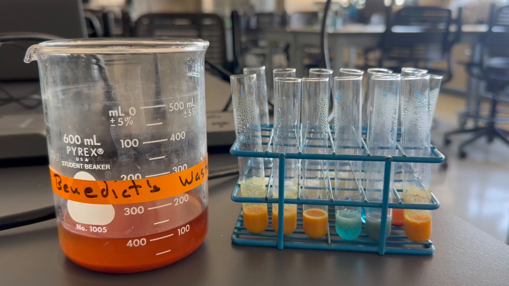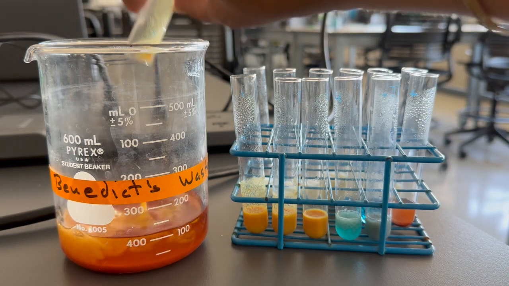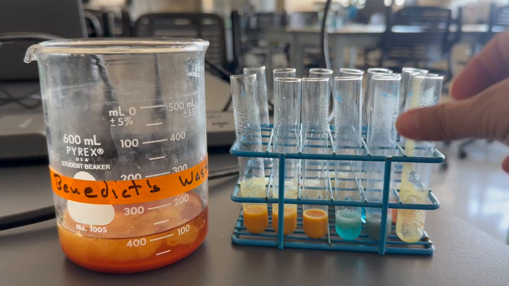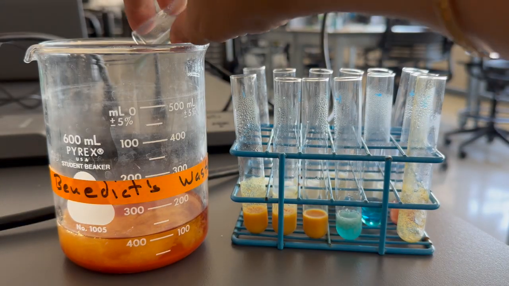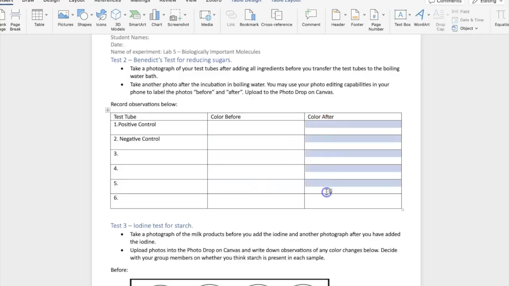The Benedict's reagent is hazardous and needs to be disposed of properly. Students should dispose of the reagent into the waste beakers at their tables, and then take photographs of their test tubes before and after. Here they can fill in their observations of the color before and the color after.